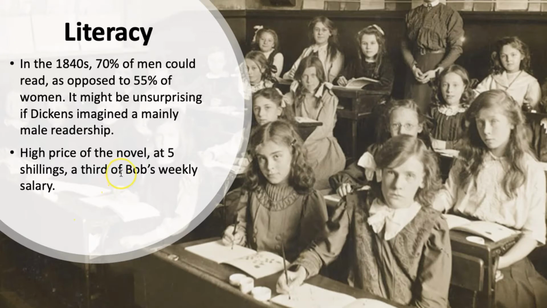Now, it's worth remembering why he calls Bob Bob. Bob was slang for a shilling, and he wants to make really clear to his readers that this book at 5 shillings is a third of the 15 shillings that Bob earns every week. In other words, he's saying to his readers, look, you are flipping well off compared to the normal working man.